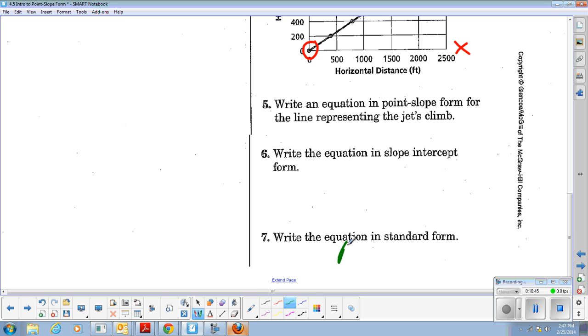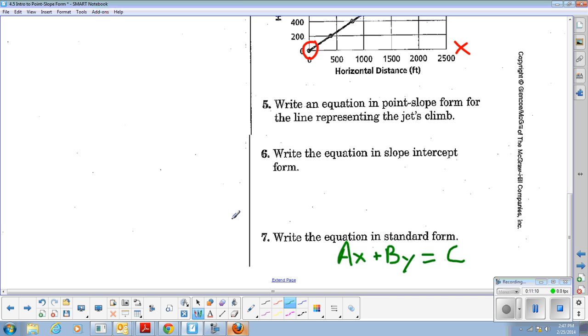So here, a reminder, standard form means it looks like this: Ax plus By equals C. And there were 5 characteristics of that. If you don't remember those, get your assignment where you worked on standard form, and you can take a look at those characteristics. Remember, A is the first number in front of x, B is the number in front of y, and C is here.